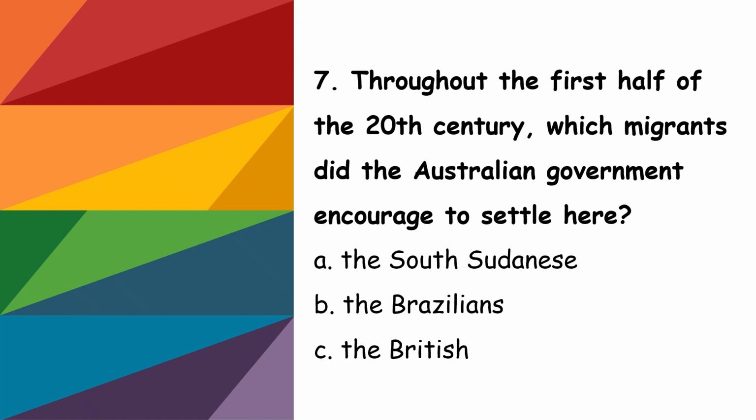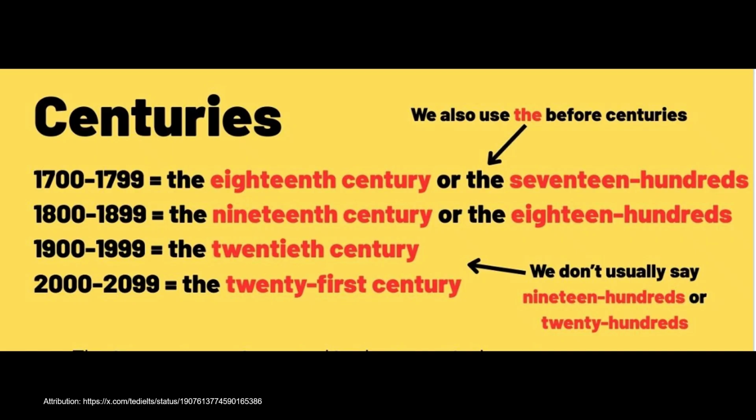Question 7. Throughout the first half of the 20th century, which migrants did the Australian government encourage to settle here? A. The South Sudanese. B. The Brazilians. C. The British. Remember, a century is a period of 100 years. So the first half of a century is about 50 years. The 20th century was the 1900s. So this question is asking about the time period between around 1900 and 1950.